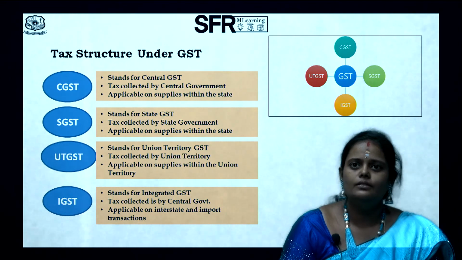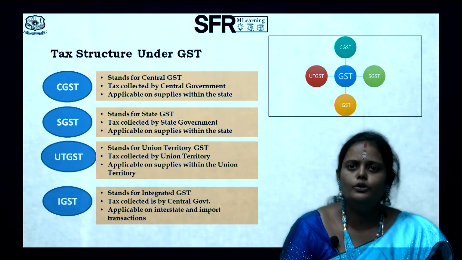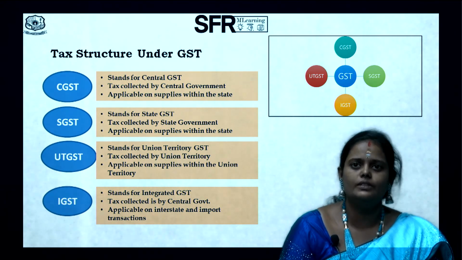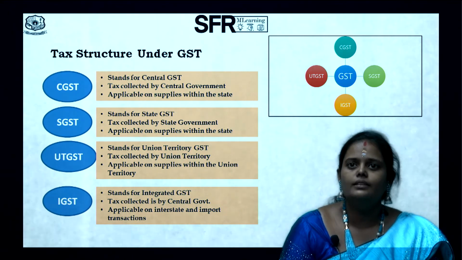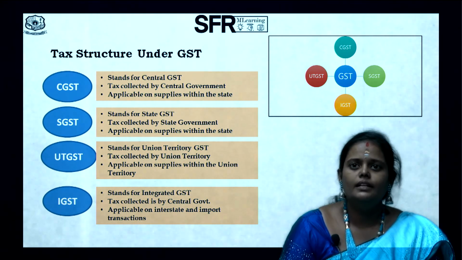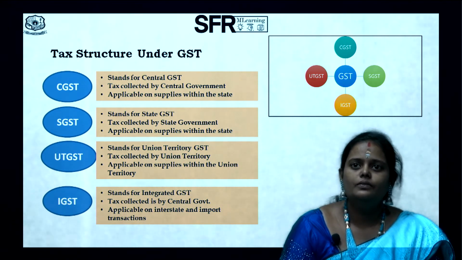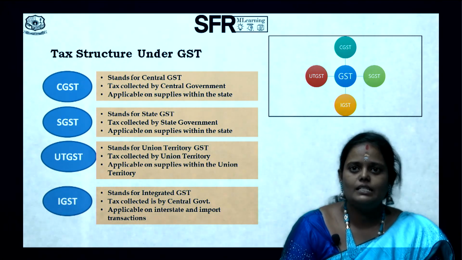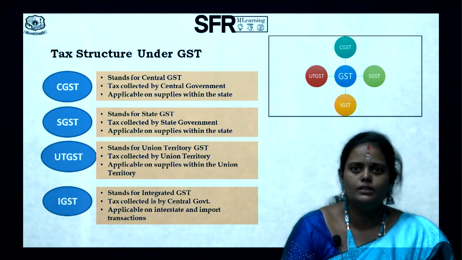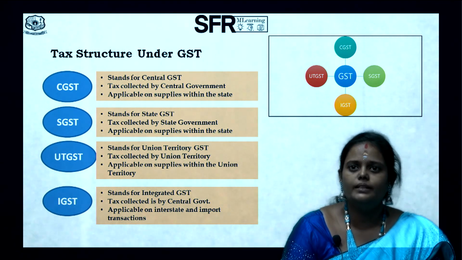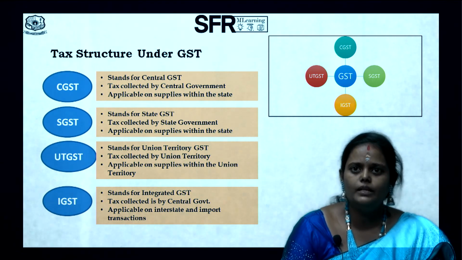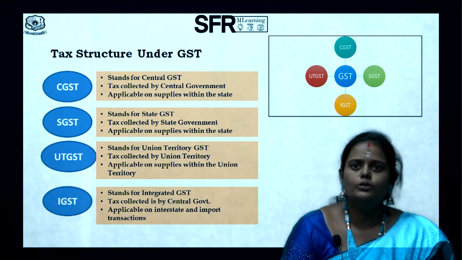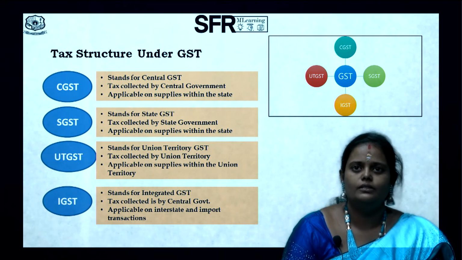Next, UTGST stands for Union Territory Goods and Service Tax. Tax is collected by the Union Territory. It is applicable on supplies within the Union Territory. Last, IGST stands for Integrated Goods and Service Tax. Tax collected by the central government. It is applicable on transactions, both import and export.